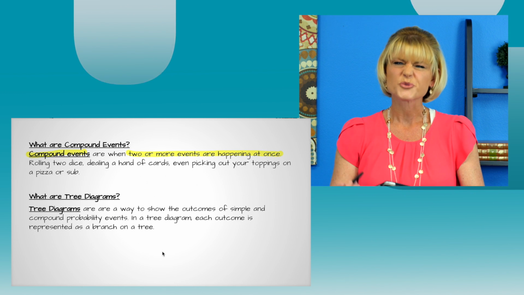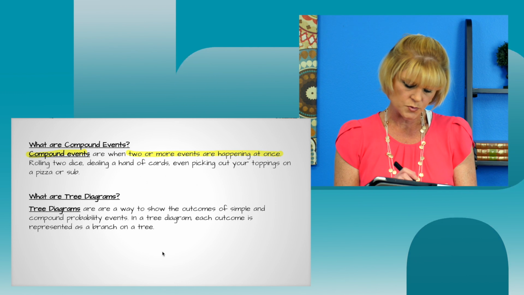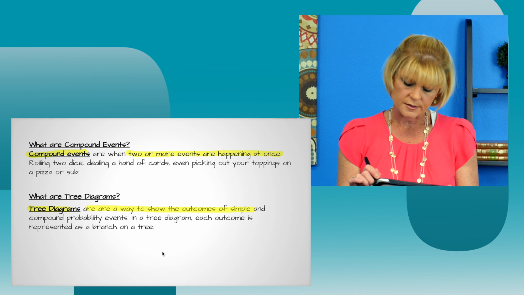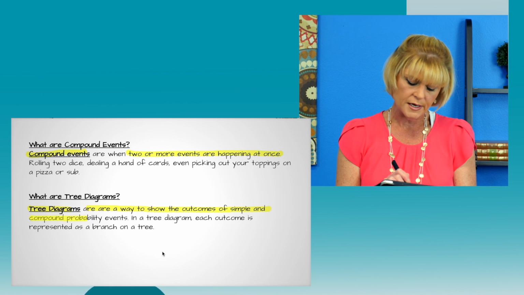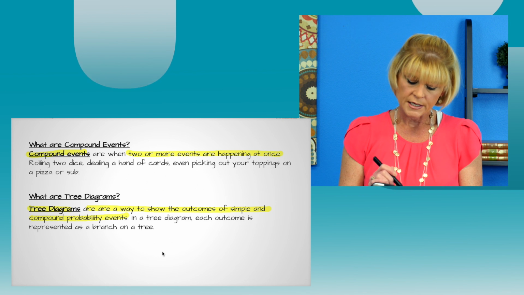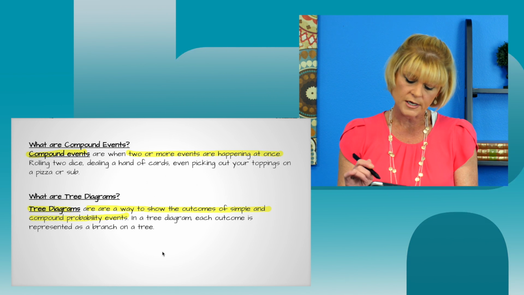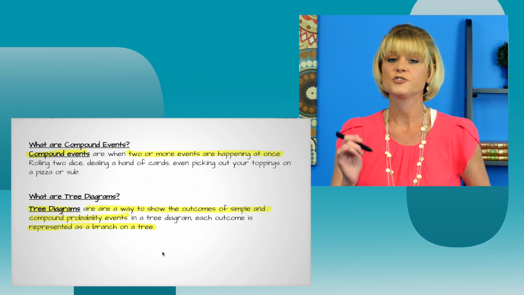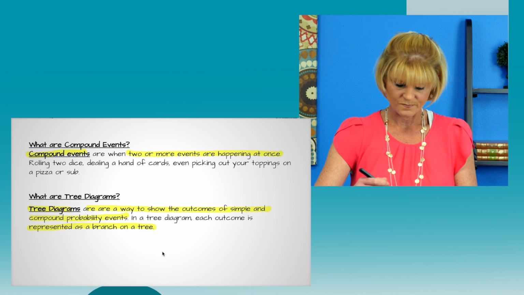So what are tree diagrams? Let's define those as well. Tree diagrams are a way to show the outcomes of simple and compound probability events. In a tree diagram, each outcome is represented as a branch on a tree. And they're super easy and they're super fun.